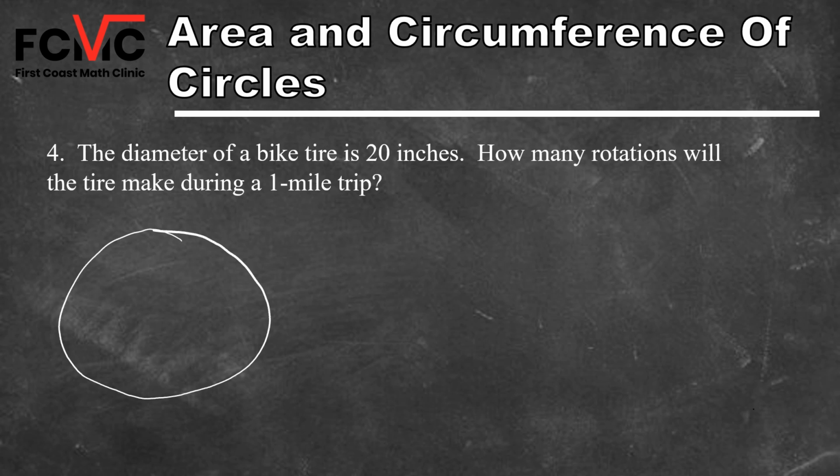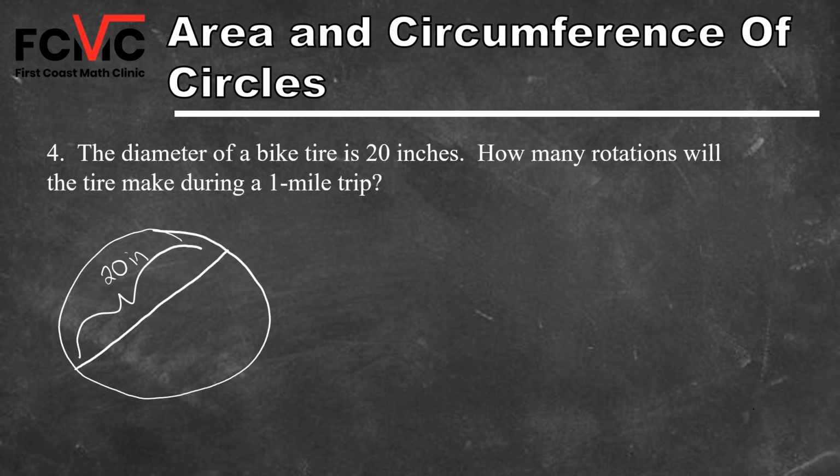All right, so here's our bike tire. Here's the diameter, and that diameter is 20 inches. How many rotations will the tire make during a 1-mile trip? And I should include my label, so that's inches.